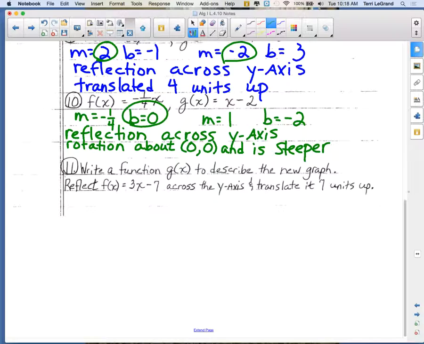But we're not done yet because the y-intercepts also changed. It went from 0 to -2. So what happened? Translation, and when we talk about a translation, we have to talk about how far and what direction. So it went from 0 to -2, 2 units down, right?